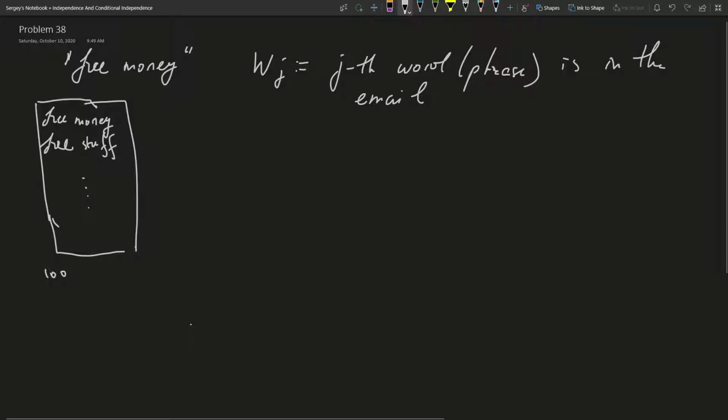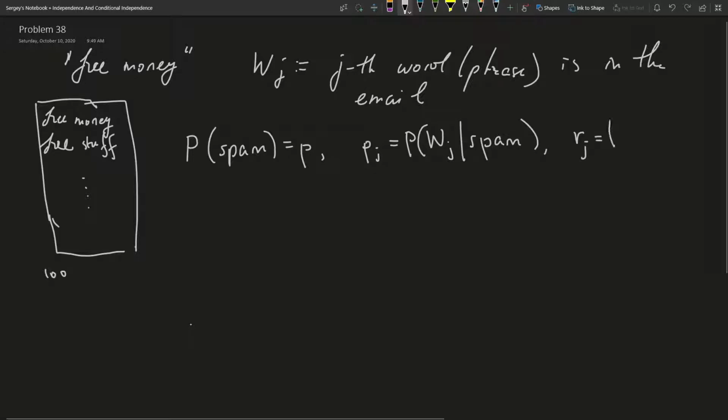We're also going to say the prior probability that the email is spam is little p, and we're going to define little p sub j to be the probability of this jth word from our list being present, given that the email is spam. And we're going to define r sub j to be the probability of the jth word being present in the email, given that the email is not spam.